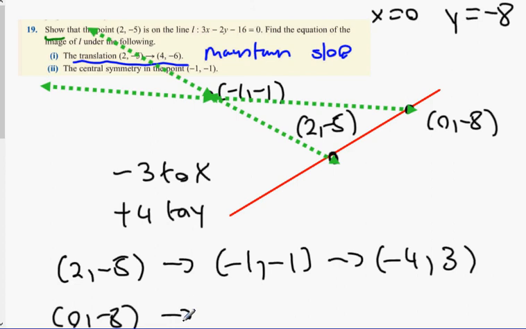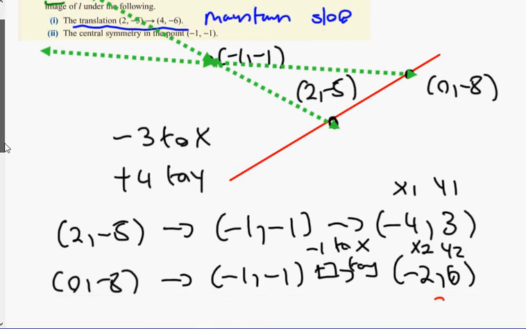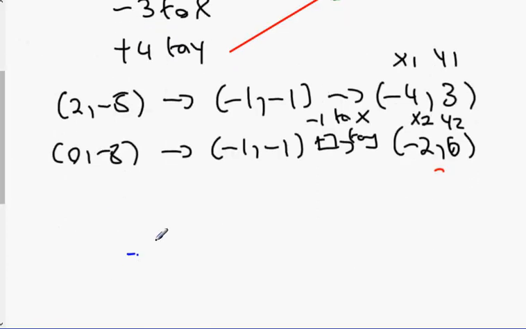So it goes to minus 1, minus 1, which in turn means it is a minus 1 to x and plus 7 to y. So we're going to get minus 2, 6. Now we can go about getting our new line. Okay, so basically we have a new line, okay?